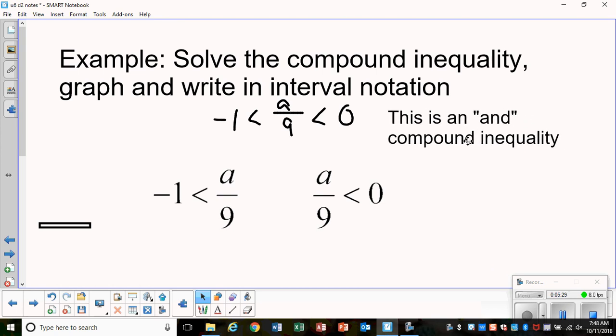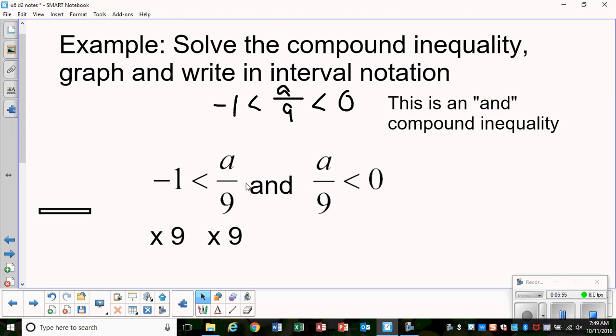There's two ways I could solve it. I could split it into two separate inequalities. So I cover up this half and write this inequality down: -1 is less than a over 9. And then I cover up this half and write down this part: a over 9 is less than 0. And I just put the word and in there. Then I can solve it like normal.